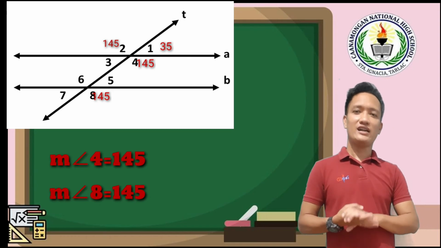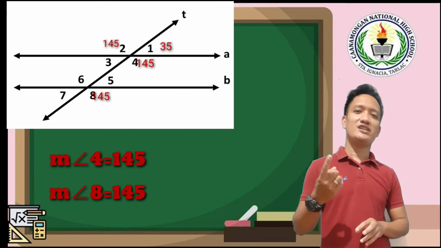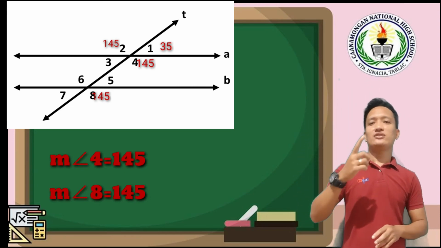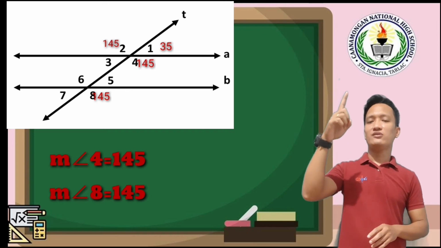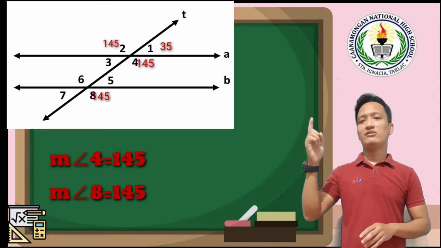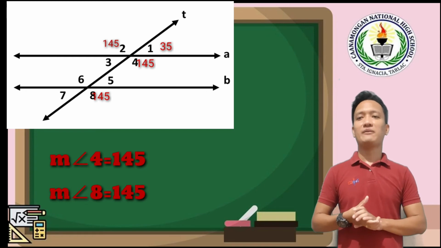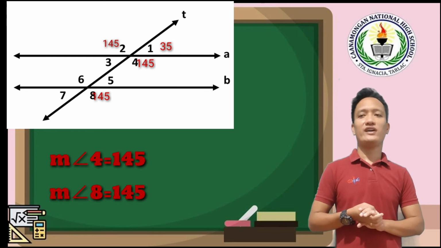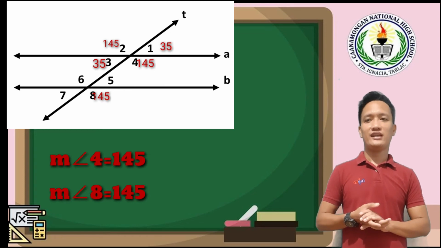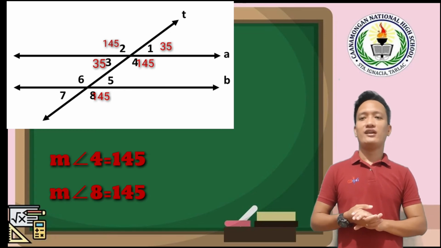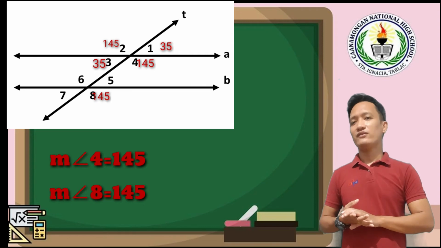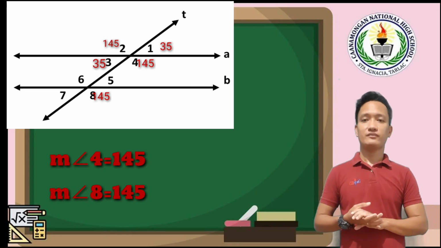How about angle 3? So, syempre, alam na natin yung measurement ng angle 1. So, since we know the measurement of angle 1, syempre, ka-vertical niya yung angle 3. So, parehas sila ng sukat. So, if angle 1 is 35, so angle 3 naman is equal to 35 degrees. So, given na alam na natin yung angle 4, how about angle 5? So, angle 5. Okay.